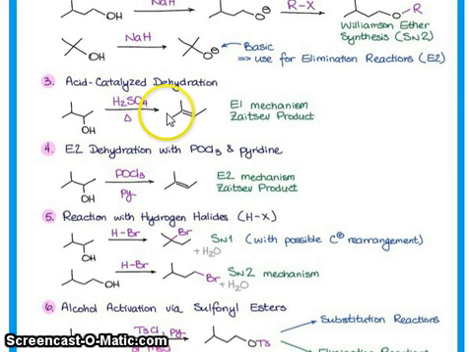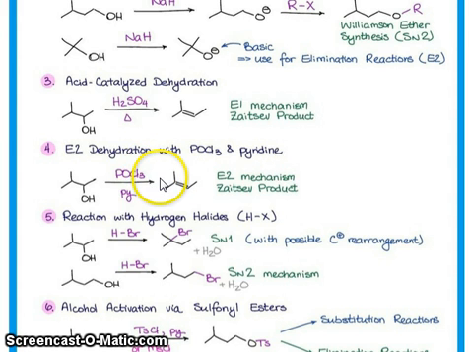Now acid catalyzed dehydrations. If you have the alcohol like this, in the presence of sulfuric acid, on heating, it gives alkene via E1 mechanism, Zaitsev products. If you have this alcohol, E2 dehydration with phosphoryl chloride and pyridine, you will get the E2 mechanism, Zaitsev products.